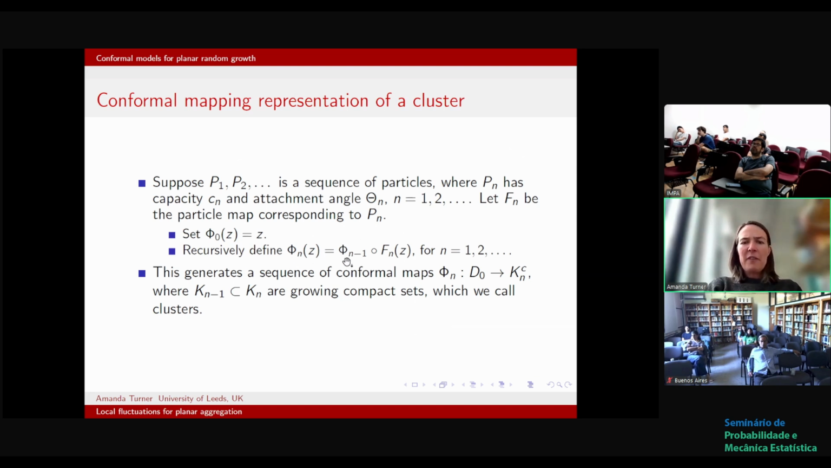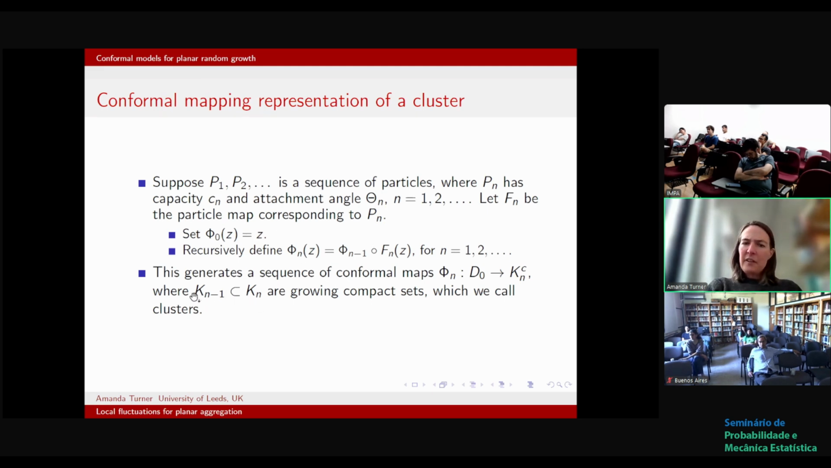And then supposing we have the map corresponding to n-1 particles being attached, from this we construct a map which is going to correspond to n particles by precomposing with the Fn map that we got from above. Why is this a sensible thing to do? Well, first of all, these are clearly conformal mappings because they're compositions of conformal mappings, from the exterior unit disk to a compact cluster. And this is the key observation: the cluster corresponding to the n-1 map is strictly contained within the cluster corresponding to the nth map. And so that means that we have strictly growing sets. And so this gives us a mechanism for describing a growing object in space.